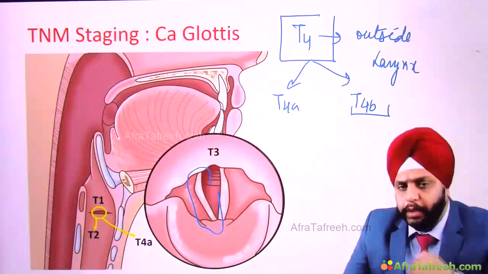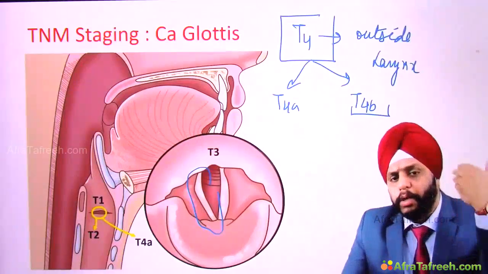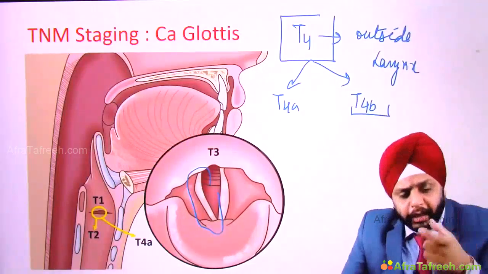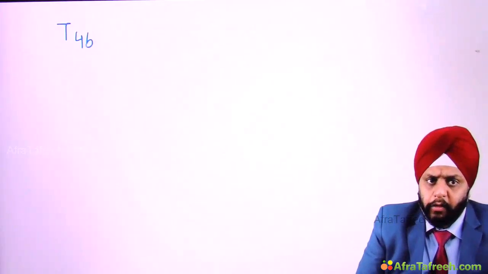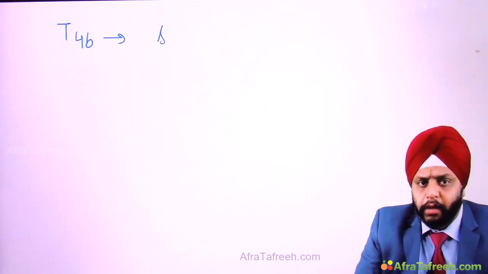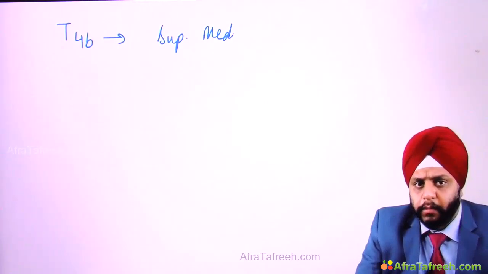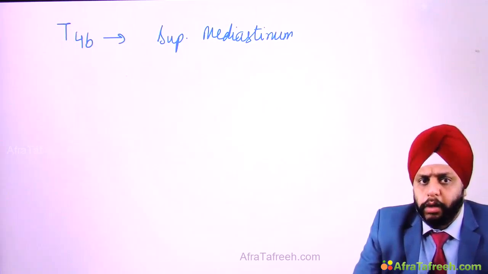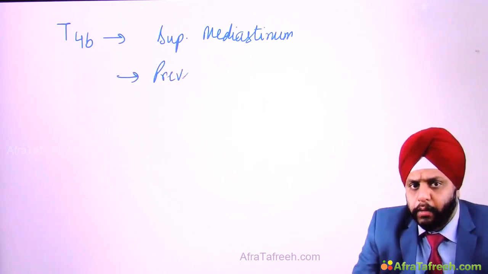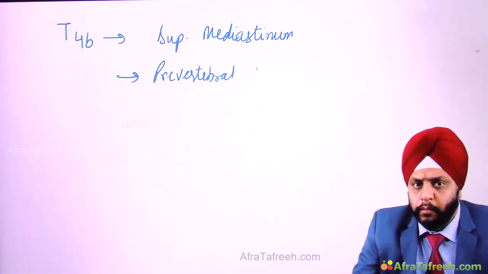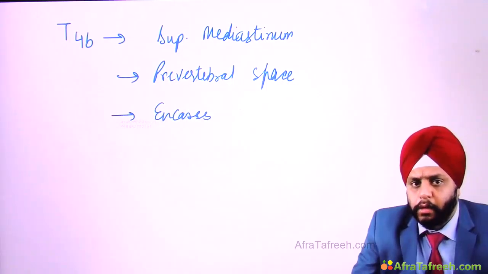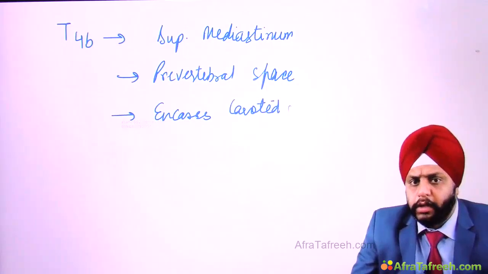Number 1, superior mediastinum. Number 2, prevertebral space. And number 3, it encases the carotid artery. Okay, so 3 places where you call it T4B. Number 1 is superior mediastinum. So if the malignancy goes into superior mediastinum, number 2, it goes into prevertebral space, and number 3, it encases carotid artery.